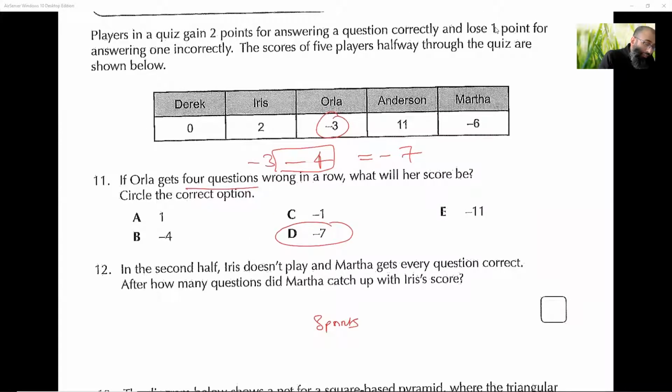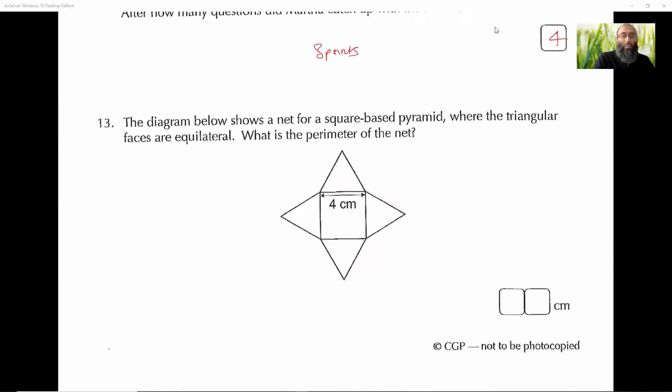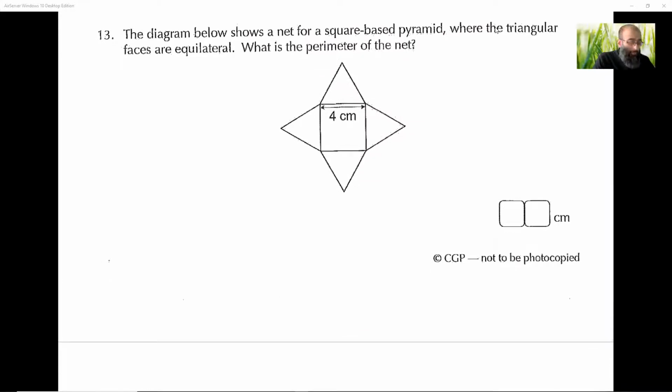How many points do you get if you get something right? 2. So how many questions will it be before she catches up? 4. 8 points corresponds to 4 questions. Yes?